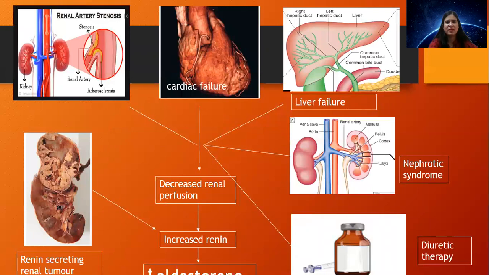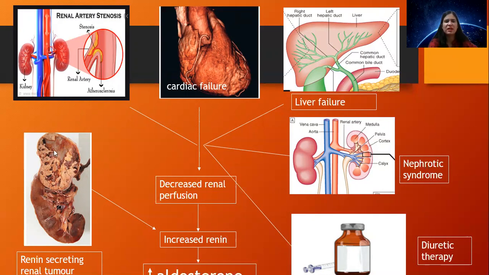This is a pictorial representation of the causes of secondary hyperaldosteronism: renal artery stenosis, cardiac failure, liver failure, nephrotic syndrome, and diuretic therapy. All these will lead to decreased renal perfusion, or reduced blood supply to the kidney, which will be sensed by the juxtaglomerular apparatus of the kidneys, which will secrete increased amounts of renin, which will stimulate the zona glomerulosa of the adrenal cortex via angiotensin 2 and cause increased secretion of aldosterone.